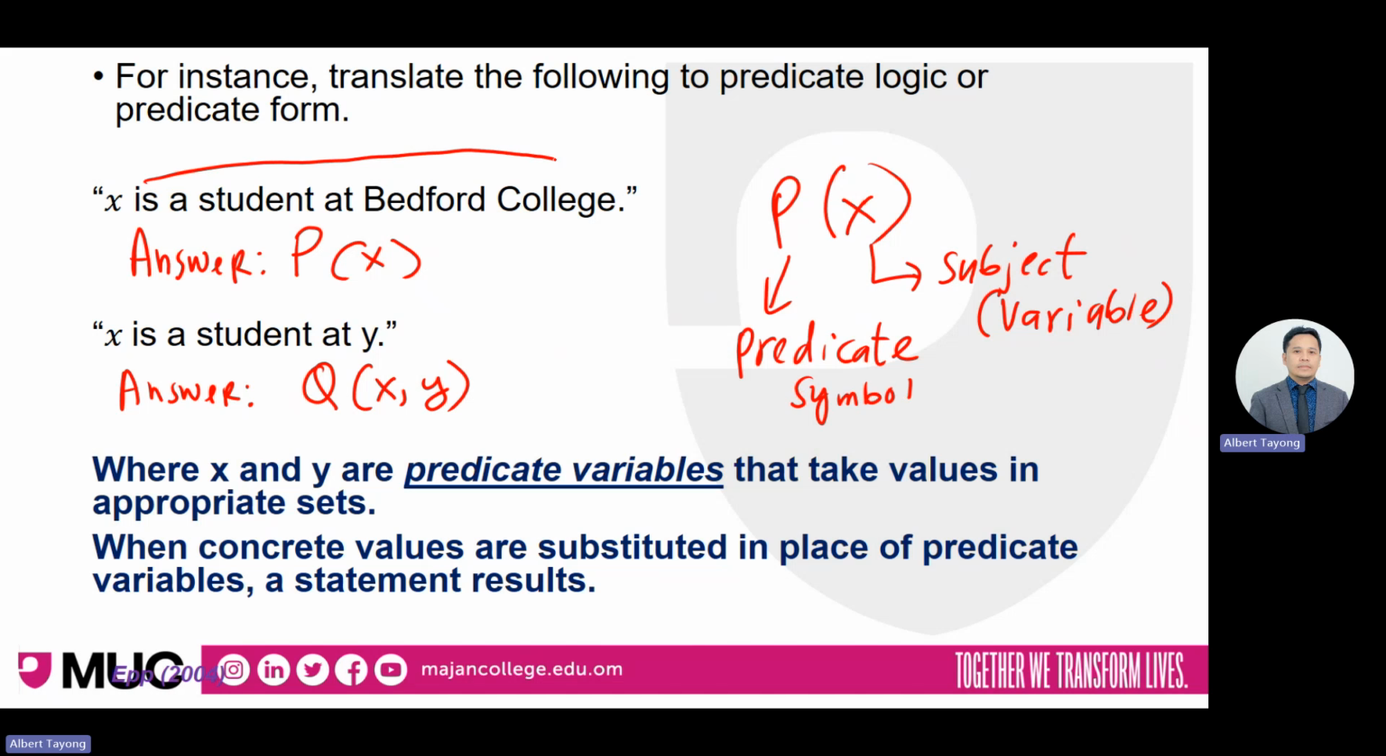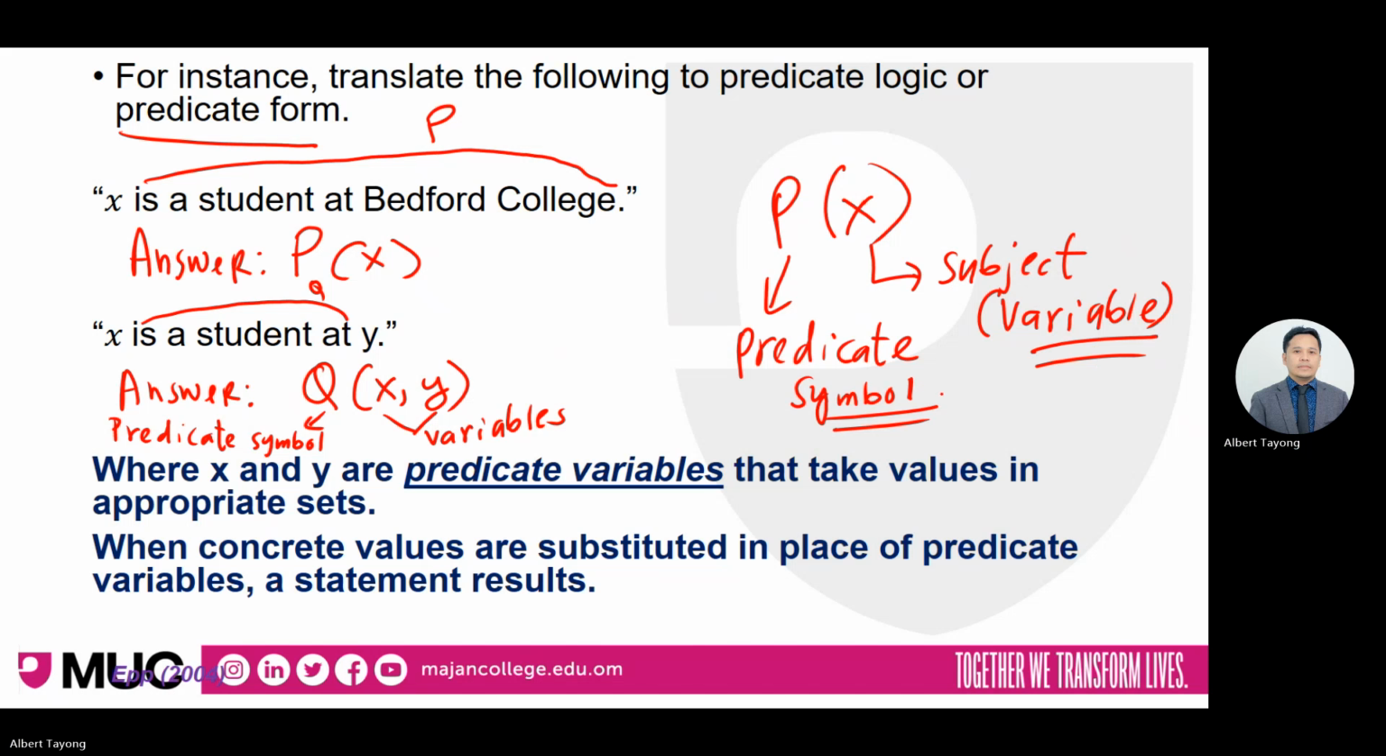This one we assign as P, and here we assign this as Q. Okay, so here we have two variables, X and Y, and Q is our predicate symbol, "is a student at". So in most cases, the predicate form contains two things: variable or variables, and the predicate symbol. Okay, so please remember that.